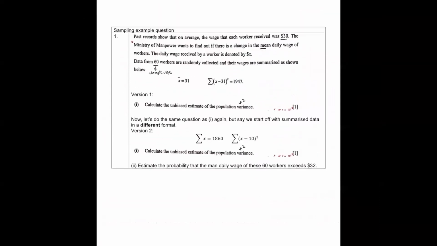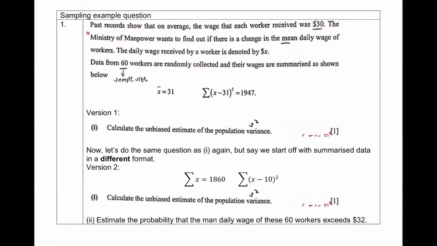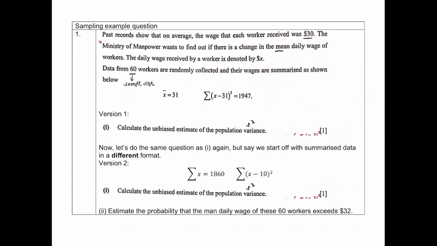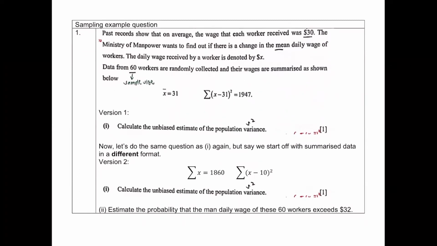Yes, here. Okay, have you read this question? I didn't assign it. Oh, I haven't yet. Okay, let's read it now. Quite easy. Now, past records show that on average, the wage that each worker received was $30. You hear the word average, you must think X bar, okay? Or something along those lines.